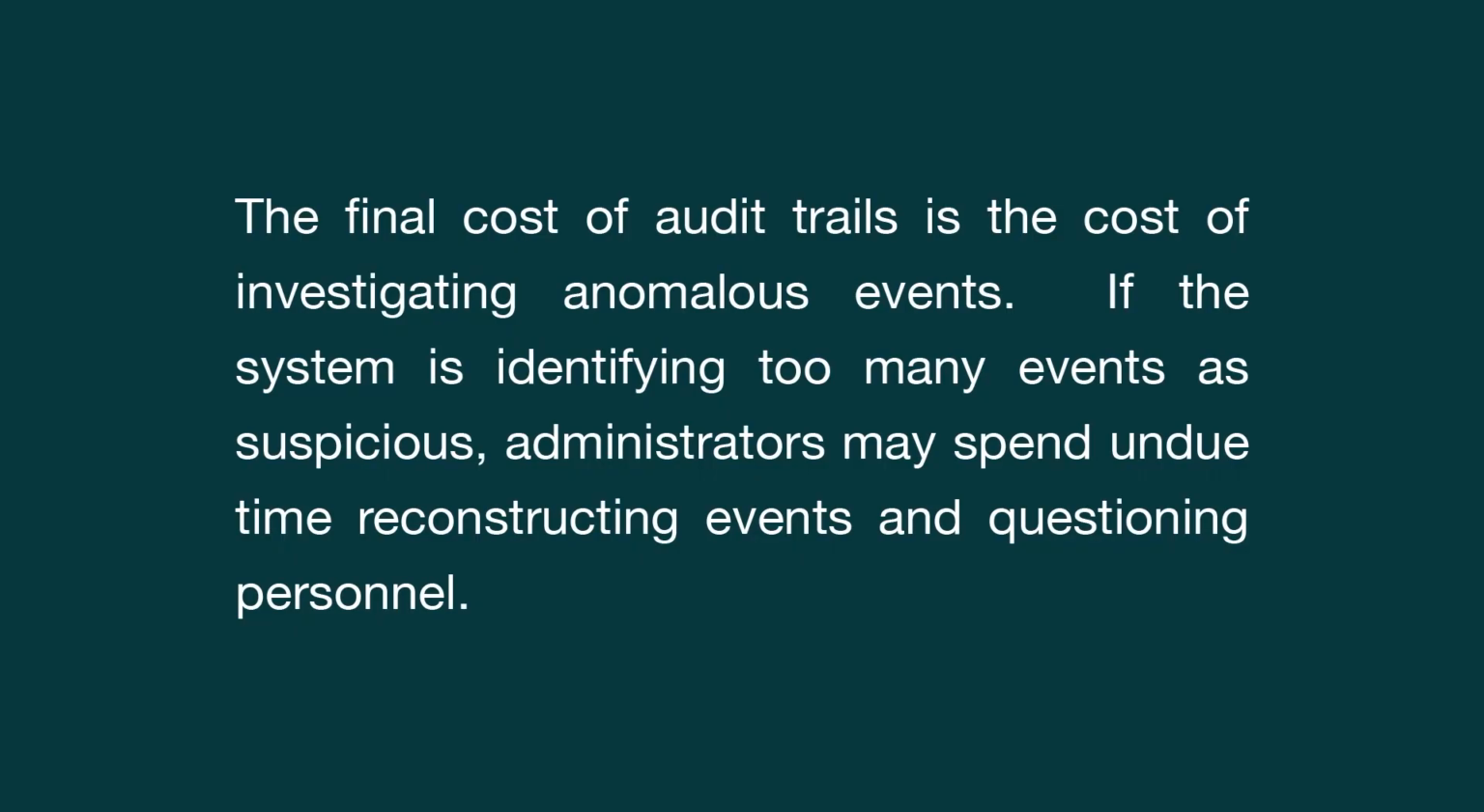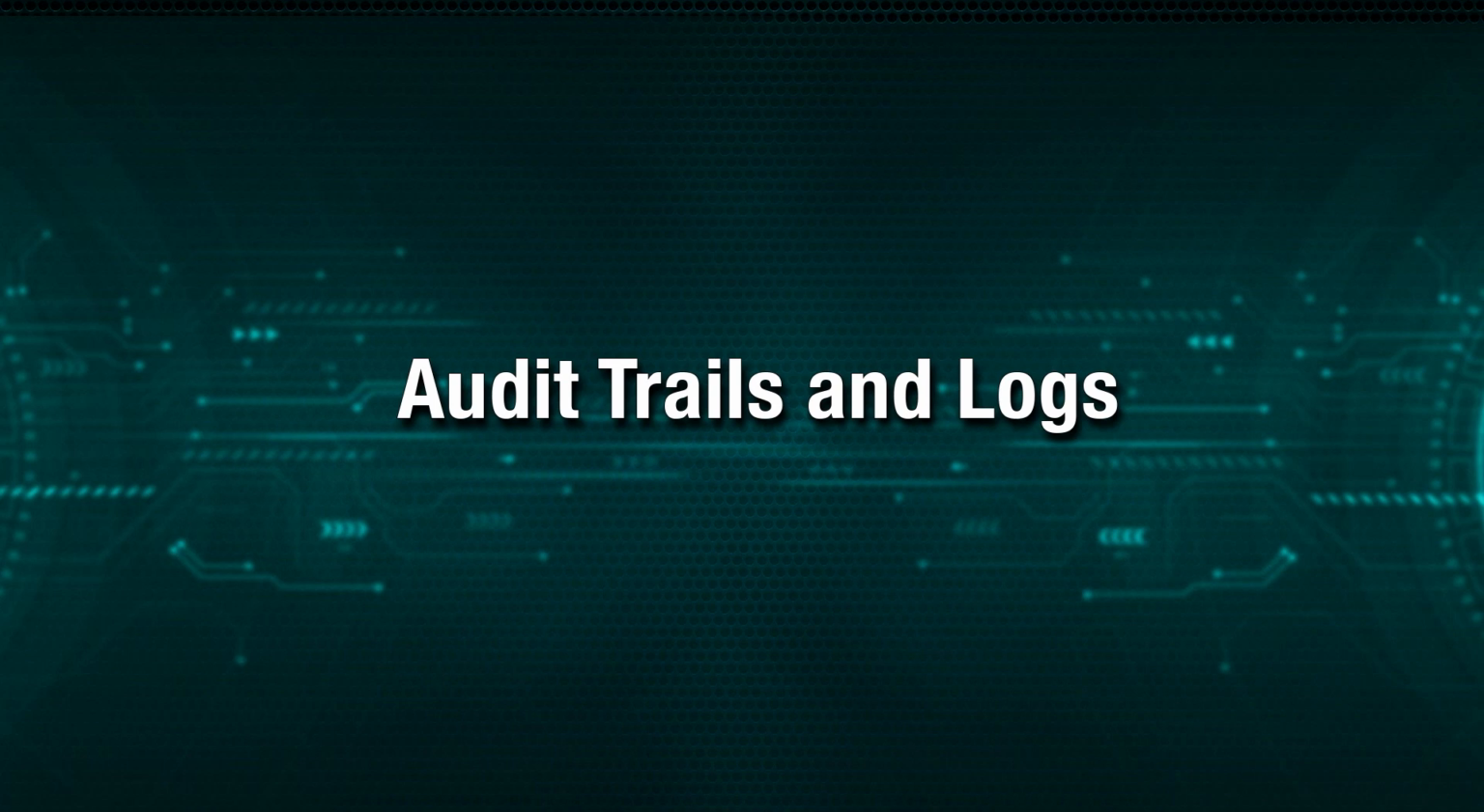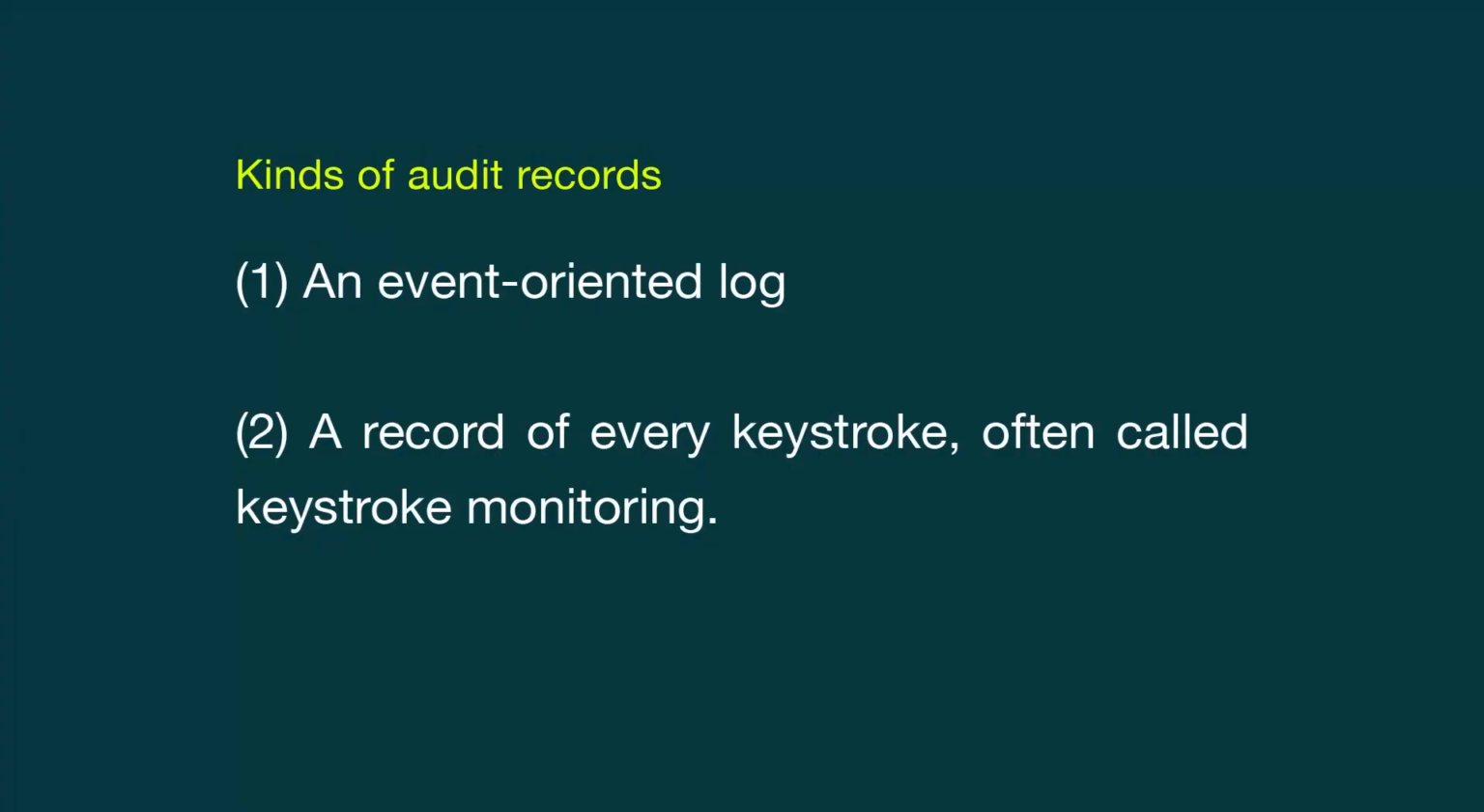The final cost of audit trails is the cost of investigating anomalous events. If the system is identifying too many events as suspicious, administrators may spend undue time reconstructing events and questioning personnel. Audit trails and logs. A system can maintain several different audit trails concurrently. There are typically two kinds of audit records: an event-oriented log and a record of every keystroke, often called keystroke monitoring. Event-based logs usually contain records describing system events, application events, or user events.